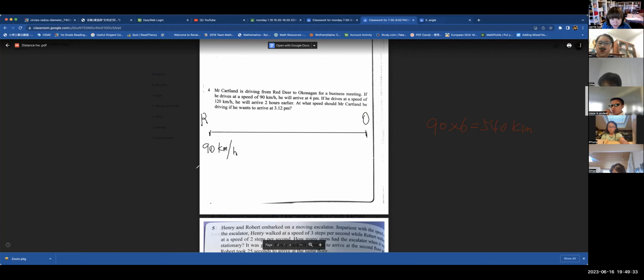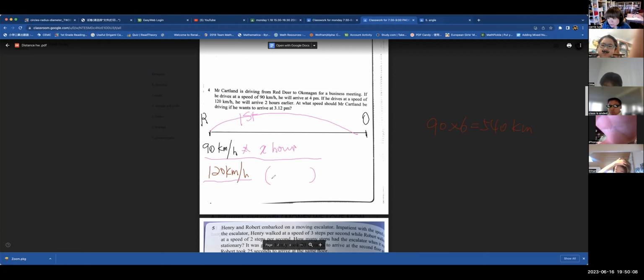So if he drives at a speed of 120 kilometers, he will arrive 2 hours earlier. So everybody, can we assume that the first time, when he is using 90 kilometers per hour as a speed, it takes X hours to arrive from Red Deer to Okanagan? Can we assume that? Okay, so can anybody tell me if he is using 120 kilometers, then at that time, what will his speed be?